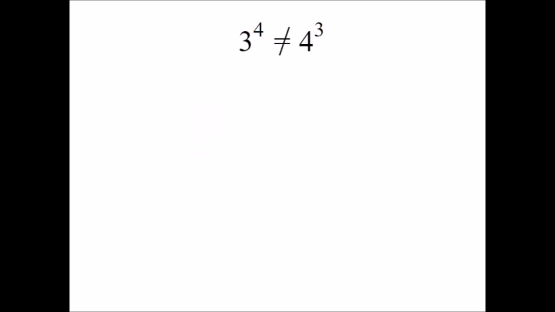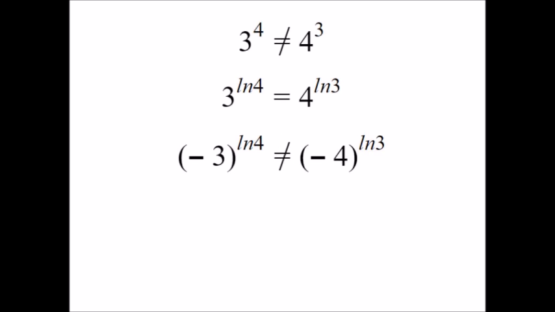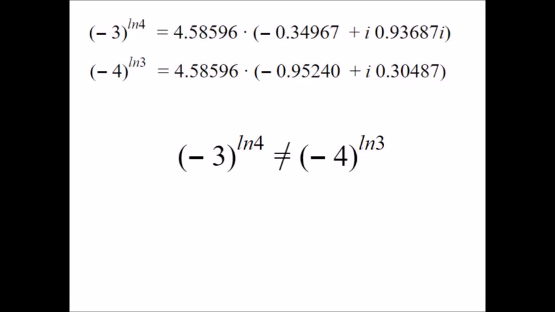They want to solve a problem. We had fun solving this problem. We did that earlier, and then we saw that this is not true. -3 to the natural log 4 is not equal to -4 to the natural log e. Why not? They have the same magnitudes, that's true, but they are in the complex plane.